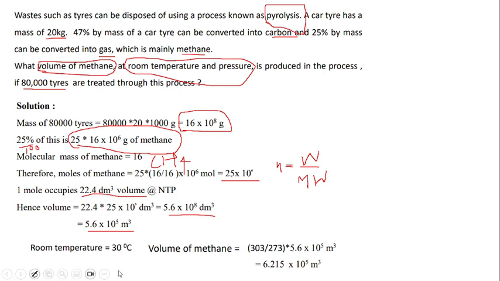Okay. So for 25 degrees Celsius, 5.6 into 10 power 5 meter cube volume of methane gas is produced. Then for room temperature 30 degrees Celsius, how much methane is produced? So convert this to Kelvin at 273. So here you will obtain 303. So 273 plus 30 is 303.